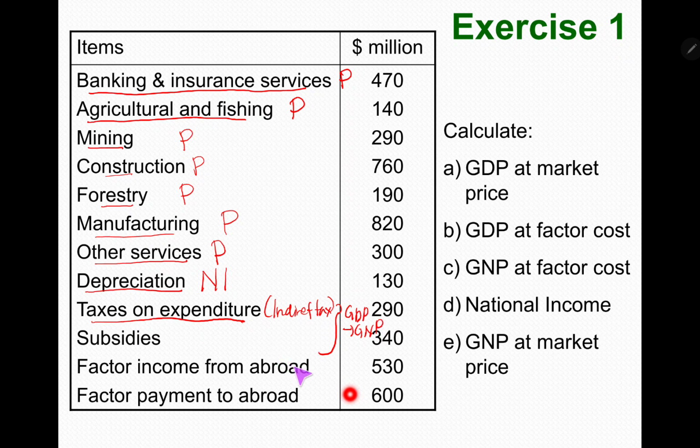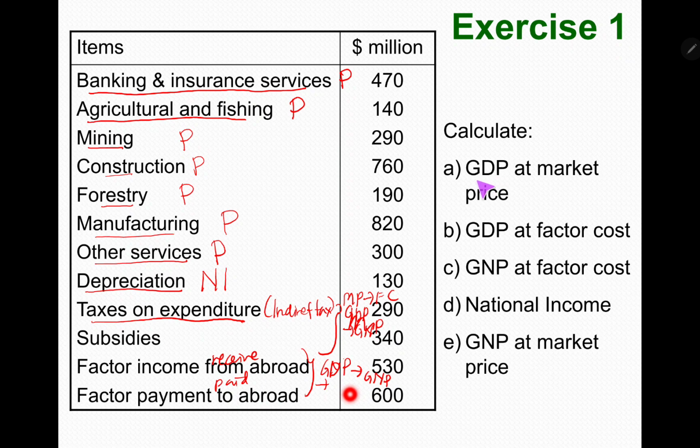And then you have factor income received. From means receive, and this is paid. You use this to convert from GDP to GNP. Okay, sorry, this is a typo. It should be from MP to FC, and this one from GDP to GNP.